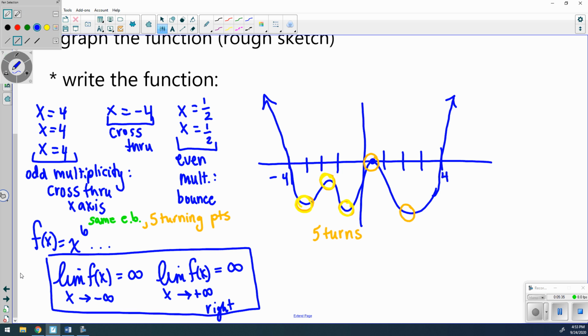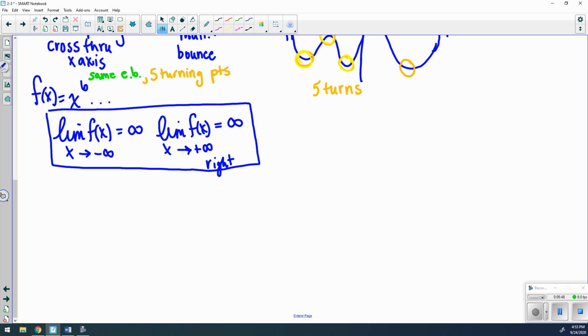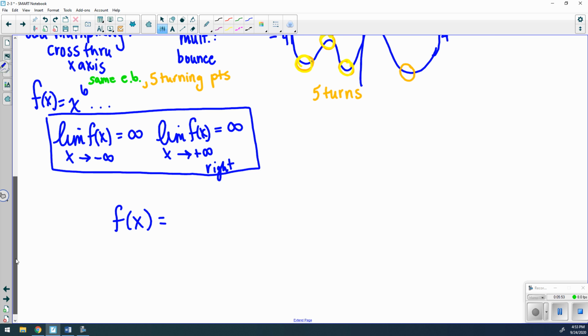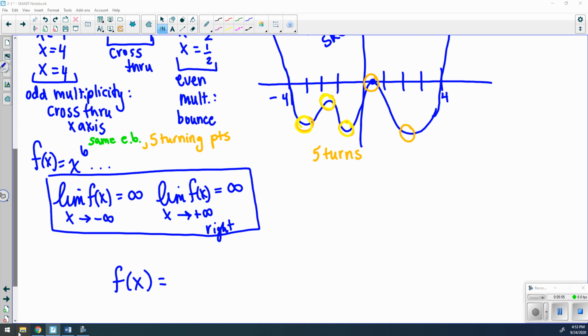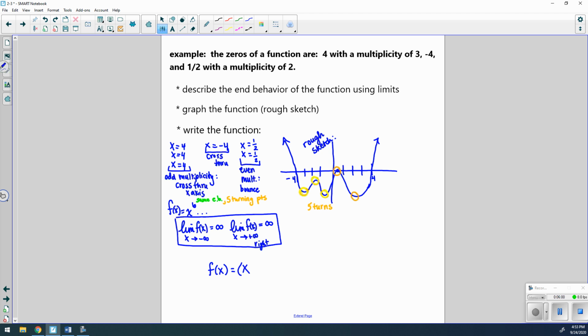We're almost done. This is our rough sketch. The only thing we need now is the function. So let's write our function. To come up with the function, I'm going to think of each of these zeros as a factor. So I have x minus 4 times x minus 4 times x minus 4 times x plus 4 times x minus a half times x minus a half.